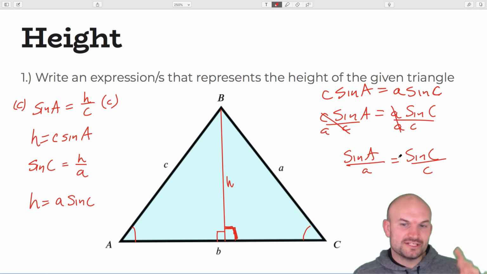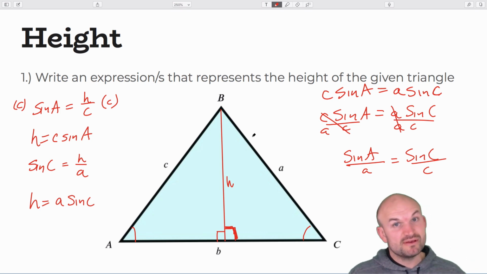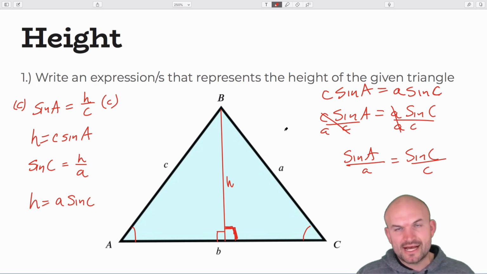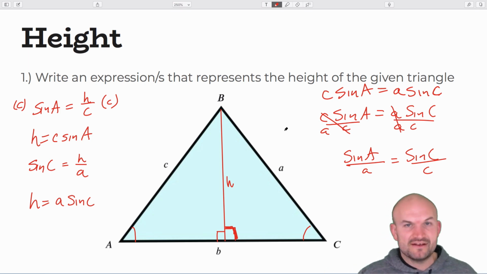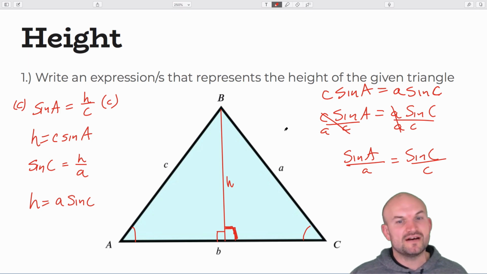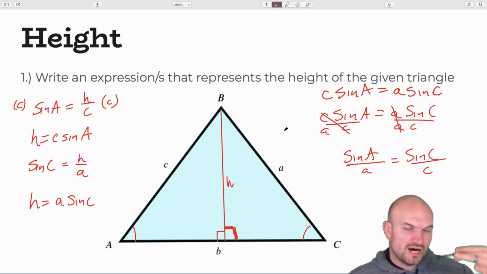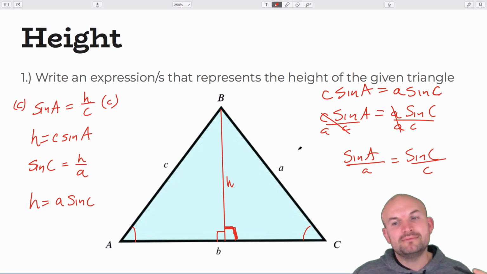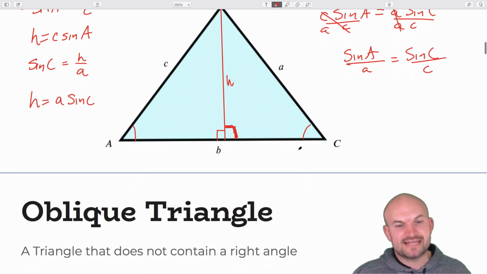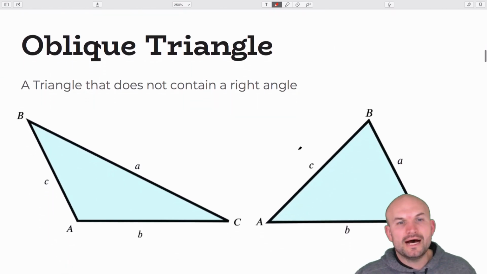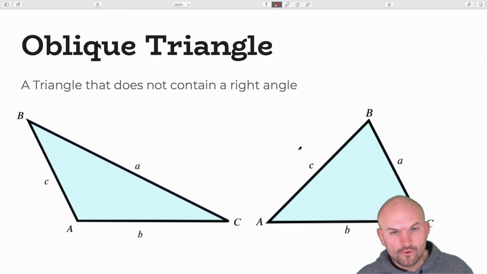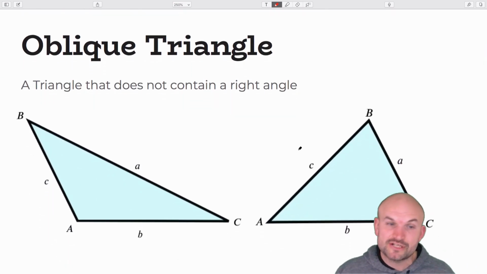Now, again, if we wanted to talk about B, that would also be proportional to these two ratios. All we need to do is rotate our triangle to its side and then find another height. But the important thing about the law of sines is this ratio of the sine of the angle to its corresponding side length is going to be proportional for all the angles and side lengths. So that is going to be true for oblique triangles. It actually works for right triangles as well.